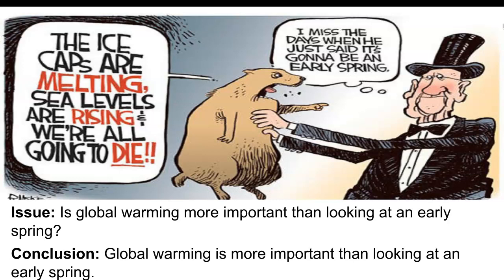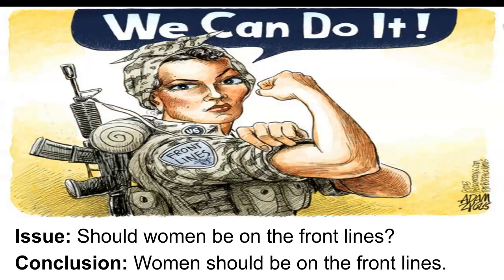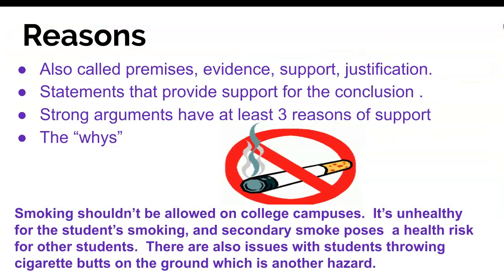So here's an advertisement. I like to pull in real life things if we can. As you look at this advertisement, you will see that the issue is, is global warming more important than looking at an early spring? If you read the reasons and look at the evidence in front of you in the advertisement, you will see that this person's conclusion is that global warming is more important than looking at an early spring. In this advertisement, we see a woman on the front lines. So one could infer that the issue is, should women be on the front lines? Their conclusion would be that women should be on the front lines based on the evidence of what I see in front of me.